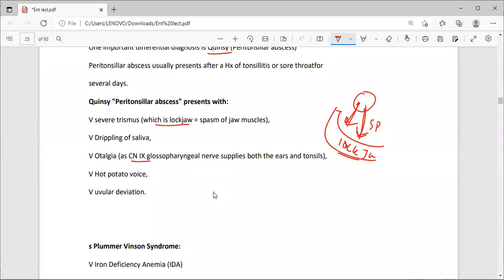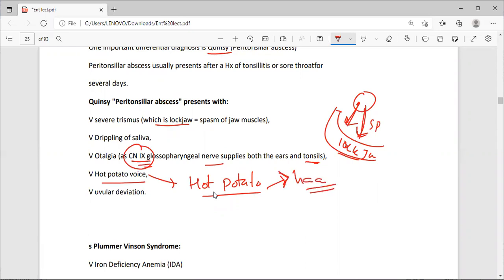So the nerve which is supplying both the ears and the tonsils, it just involves this one, okay, in peritonsillar abscess. Hot potato voice means like if you put a hot potato in your mouth, okay, and then you try to talk, your voice will be a bit hoarse. There will be a bit of hoarseness in your voice. That is called hot potato voice. And there will be uvula deviation as well, because it is growing, so it will push the uvula to the other side.